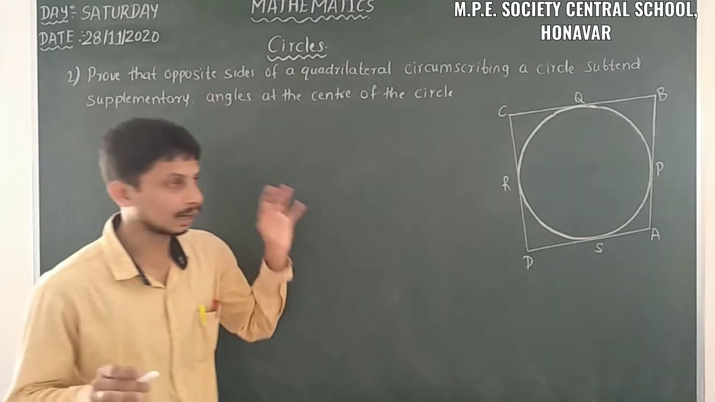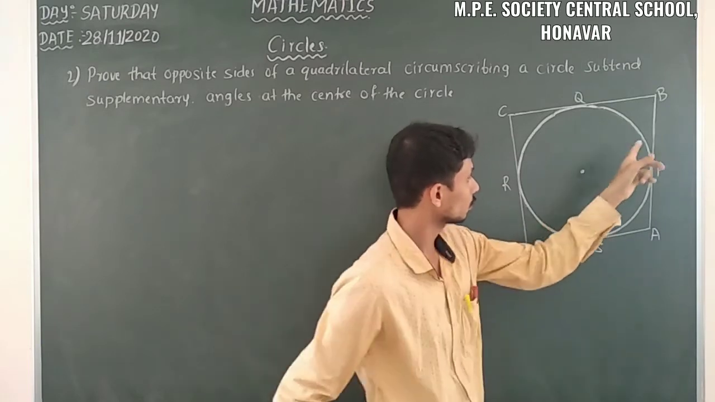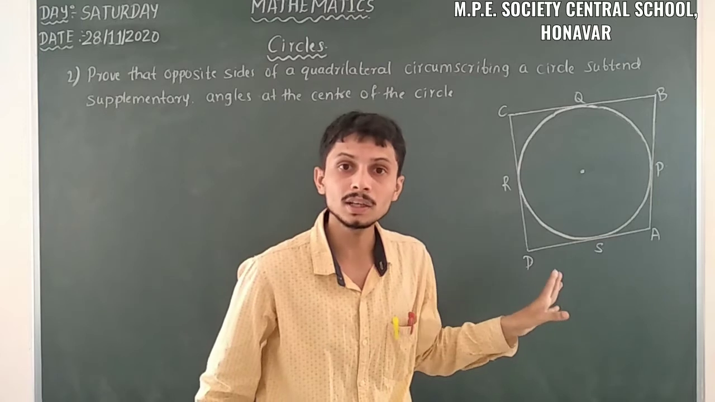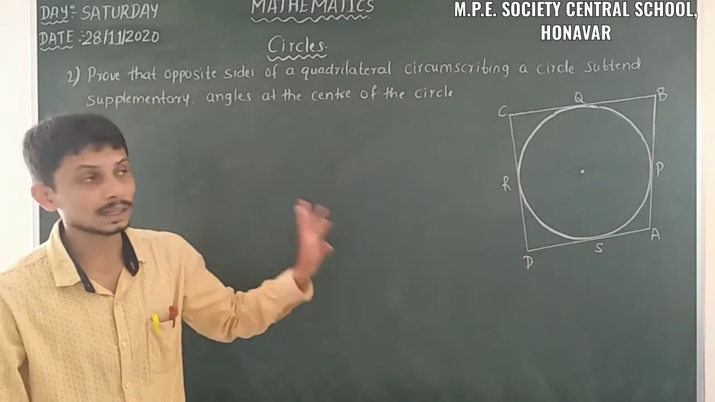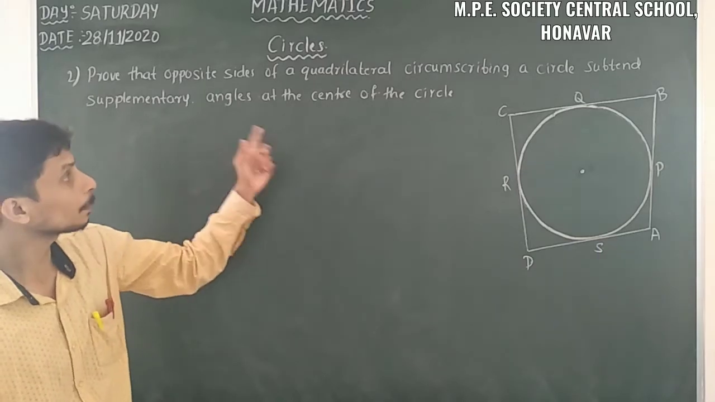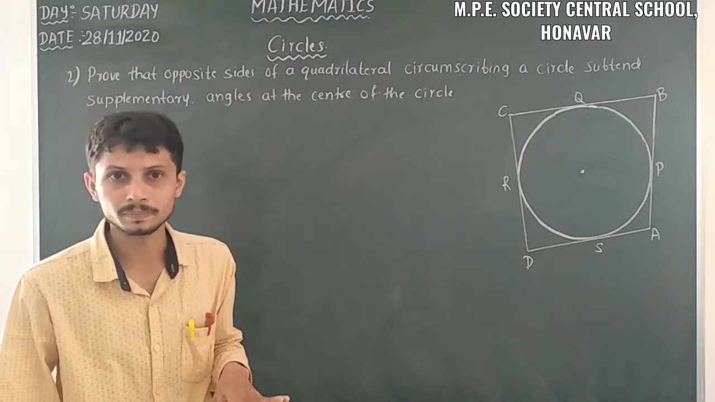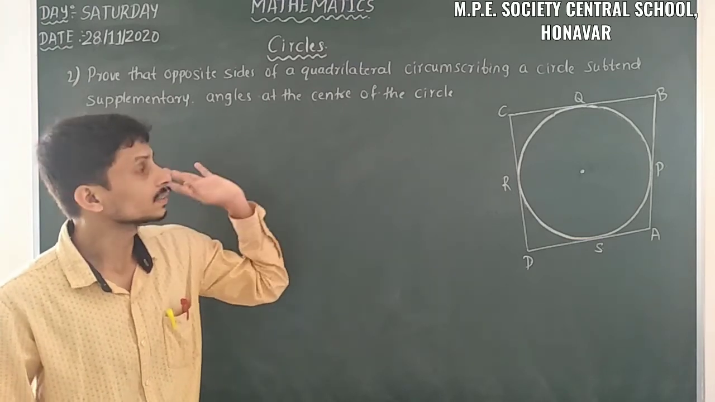So we have to prove that opposite sides of a quadrilateral, here is the center. Let us take AB and CD. AB and CD are two opposite sides of the quadrilateral circumscribing a circle. They subtend supplementary angles, meaning the sum of those two angles is 180 degrees, at the center of the circle.